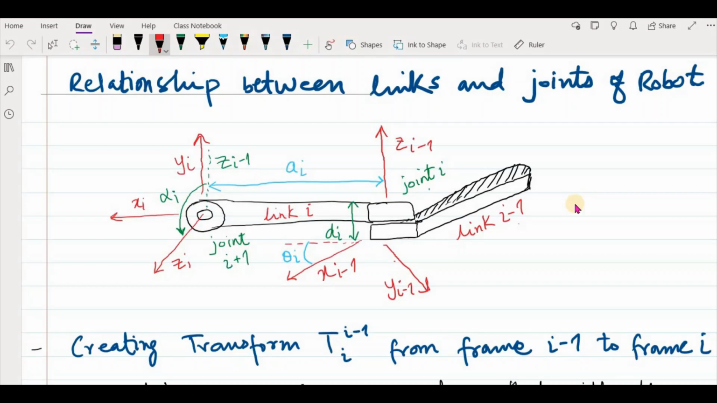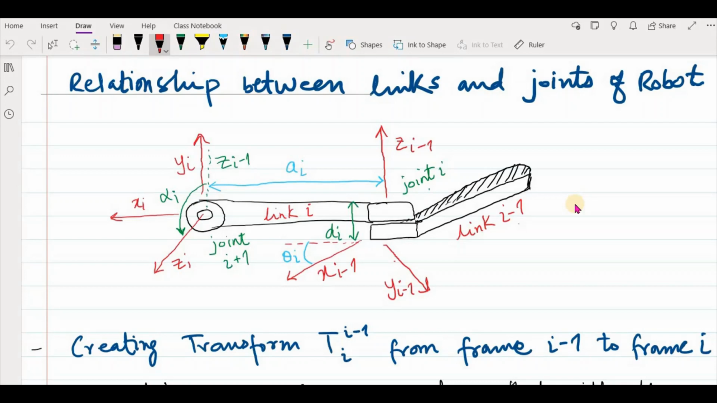Because its motion is like here, on the plane. Okay, so its z-axis will be here. So see how this is called twist. Okay, the link is twisted.